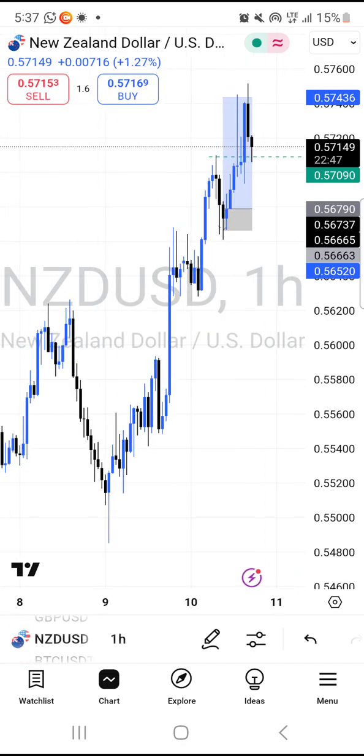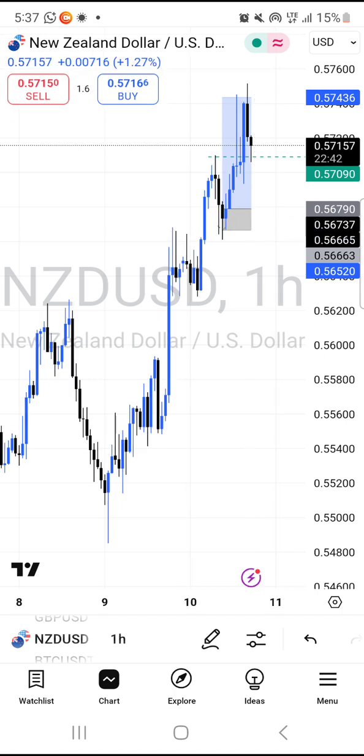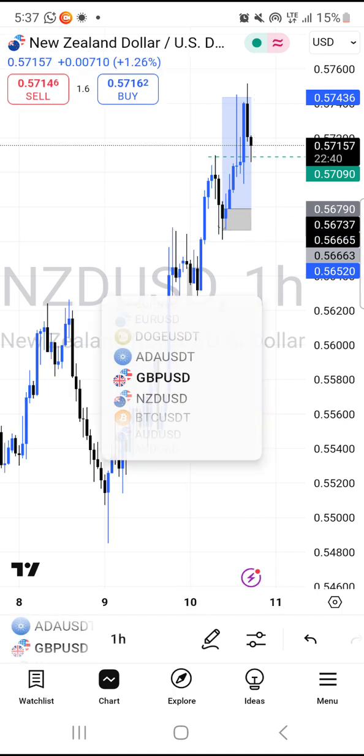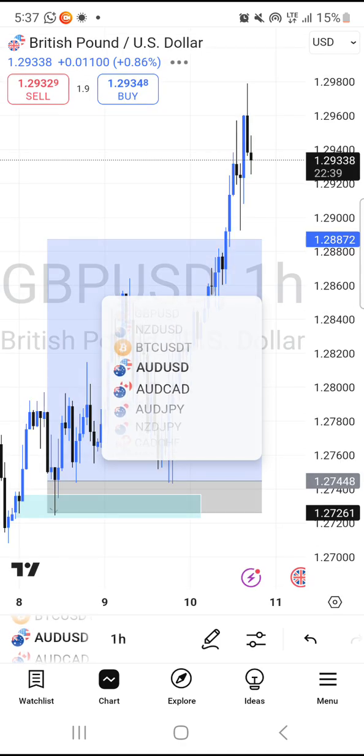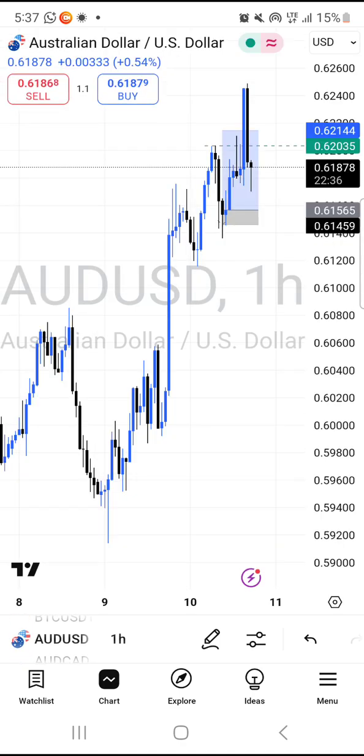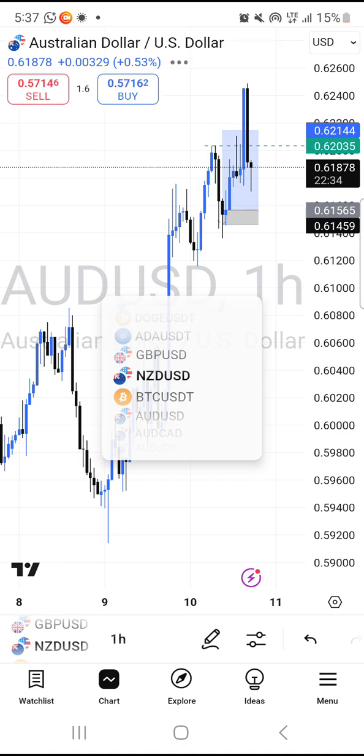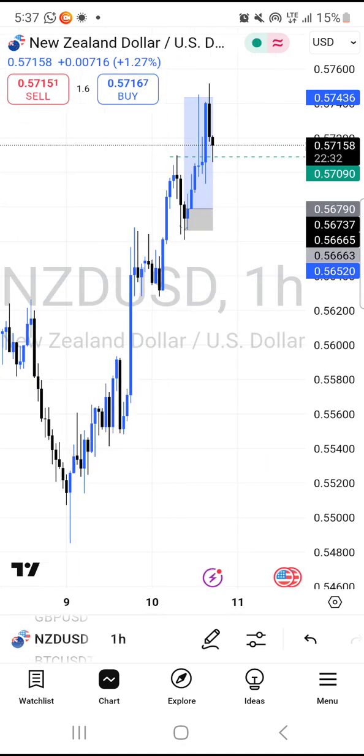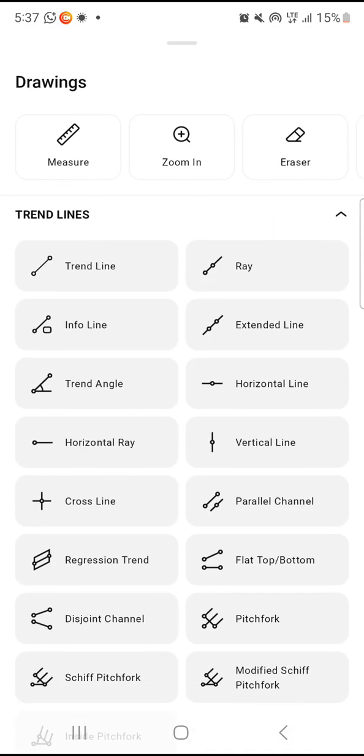This one too. This is a breaker. Let's just touch the breaker strategy before we move on. I had a breaker strategy here.